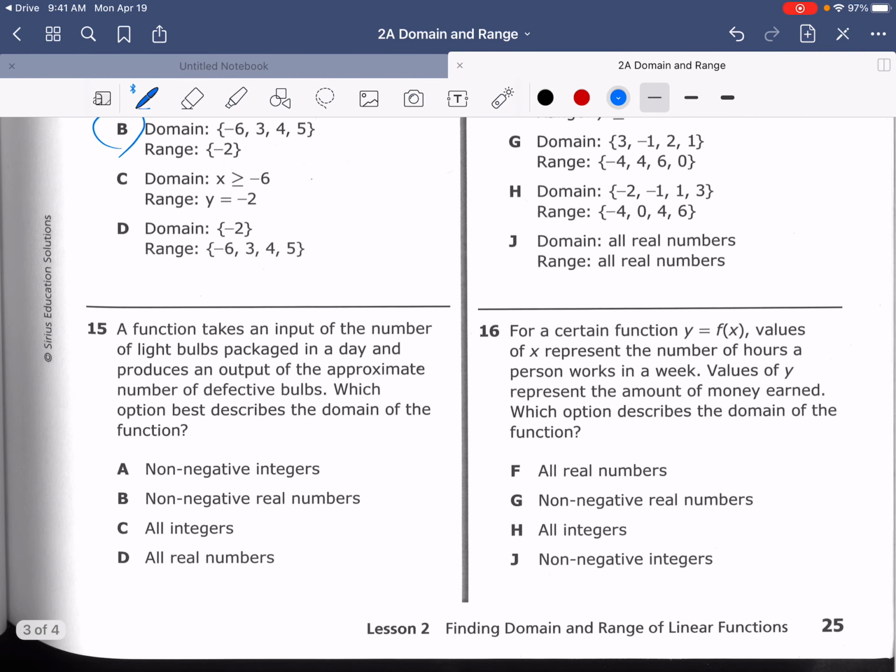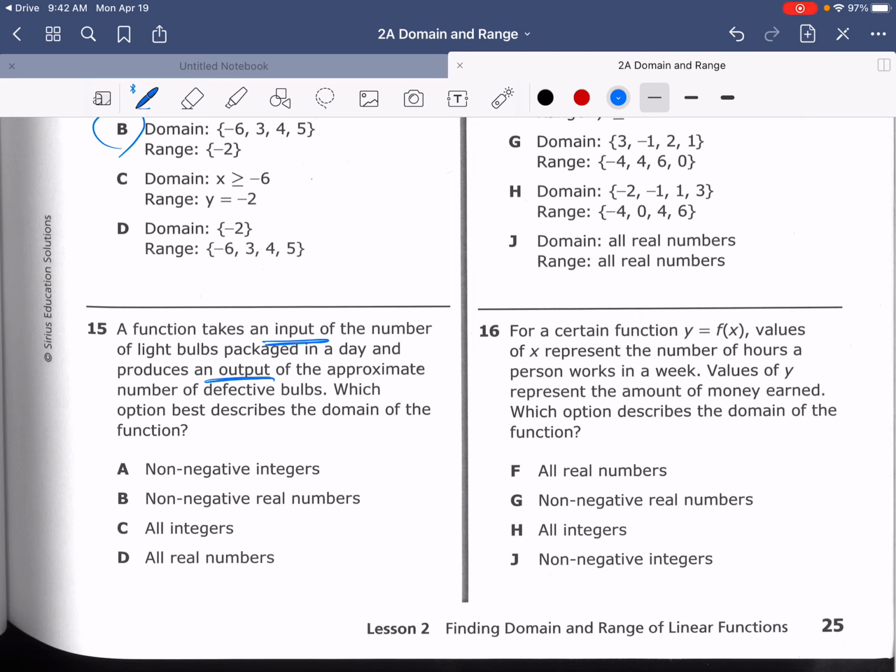Now, question number 15. A function takes an input, meaning x value, number of light bulb packages in a day, and produces output, meaning y value, approximately the number of defective bulbs. Which option best describes the domain of the function?